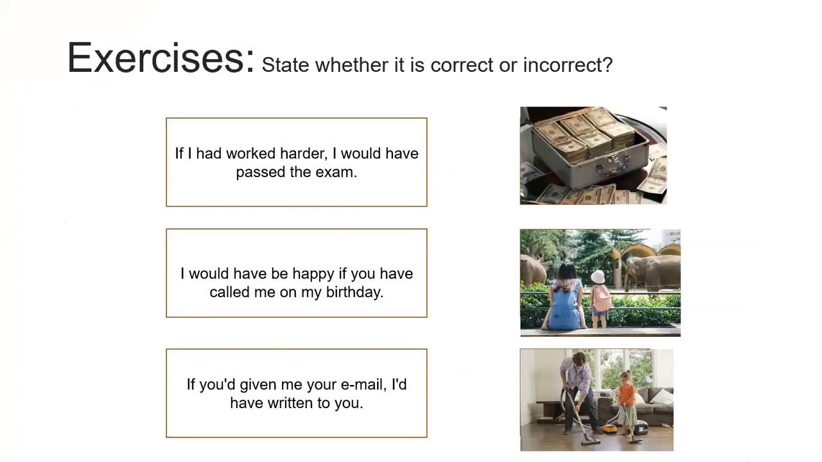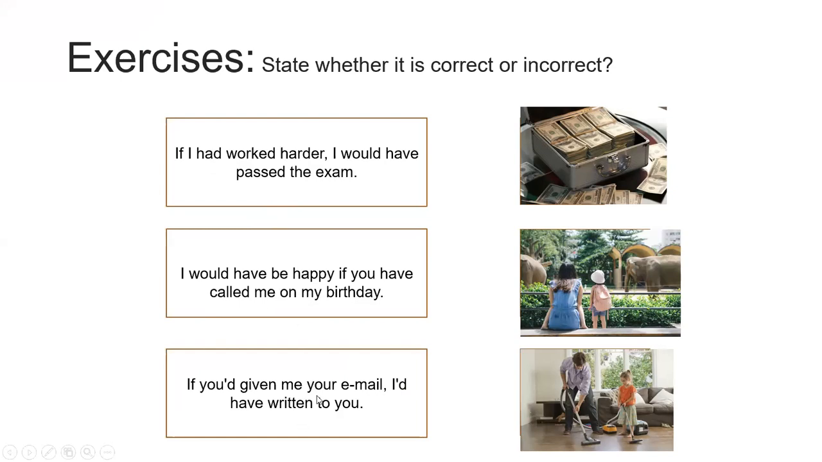Okay, state whether it is correct or incorrect. That's your turn now to correct the sentence or to decide whether the sentence is correct or incorrect. Number one. Okay, make it quick. Correct or incorrect? Correct, sir. If I had worked harder, I would have passed the exam. Very good. Number two, is it correct or incorrect? No, sir. Why is it incorrect? Because of B, sir. It's supposed to be been. I would have been happy if you had called me on my birthday.